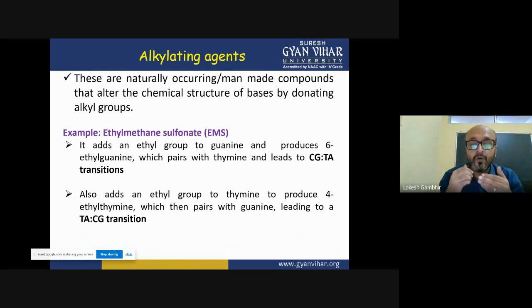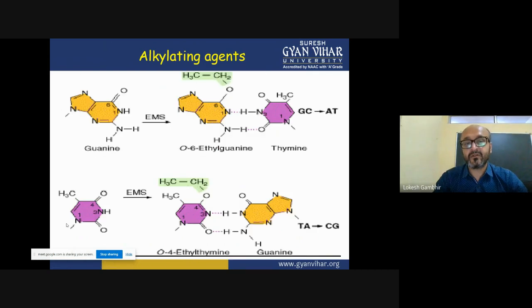It will see, oh, there is a mismatch. The repair pathway will see that T is normal and the modified residue we have to remove and add A. So instead of GC, now TA will come. That's the transition mutation that is caused. And then if it ethylates the thymine, then the transition mutation changes from TA to GC, and this is how they are causing the mutation.